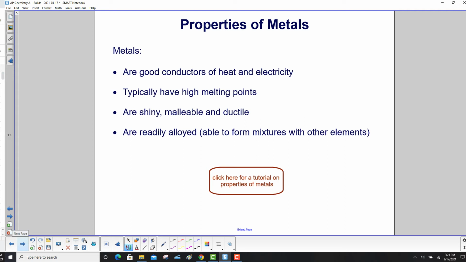Metals are good conductors of heat and electricity. They typically have high melting points. They are shiny, malleable, and ductile. And they are readily alloyed. That means they can form mixtures with other elements. And here you can click for a nice tutorial on the properties of metals.